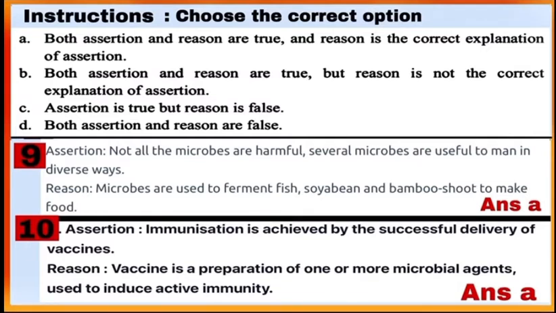Vaccines देने से host body में इम्यूनिटी डेवलप होती है क्योंकि वैक्सीन्स में लिविंग और डेड माइक्रोब्स या फिर प्रोटीन्स होते हैं. When they enter the host body, then the host body starts producing antibodies against these antigens. This type of immunity is called active immunity. Thus A and R are true and R is the correct explanation of A. So the correct choice is option A.